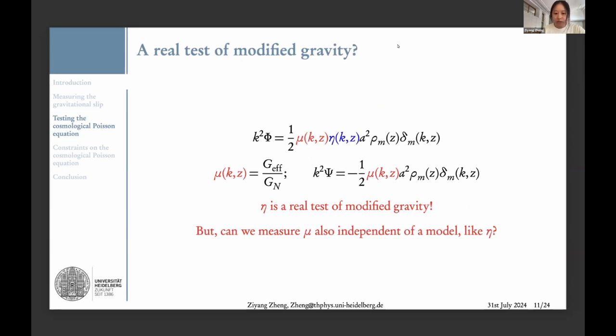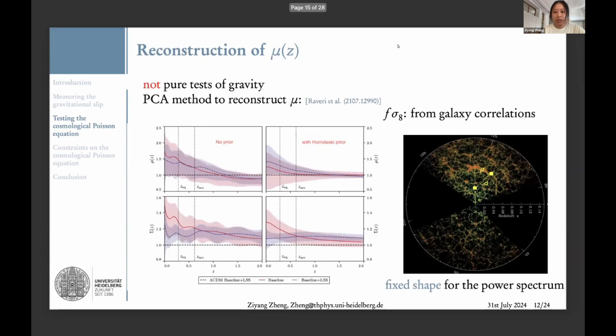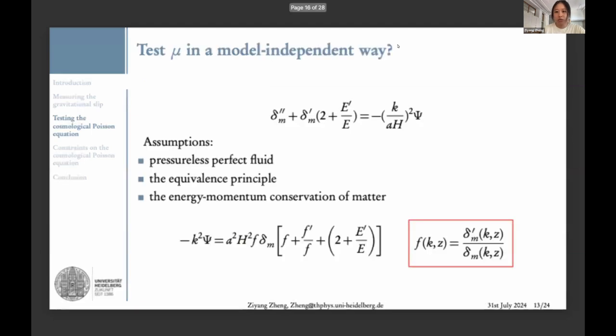But it's still interesting if we are able to find a way to reconstruct mu in a model-independent way to test how much deviation there is from the standard Poisson equation, like eta. So that is our motivation here. But in general, this is not easy to do. For instance, we don't want to make use of the f sigma 8 or sigma 8 information from the galaxy correlations, because that contains some model dependence in the sense that it has to assume some fixed shape for the power spectrum, and we want to get rid of that issue.